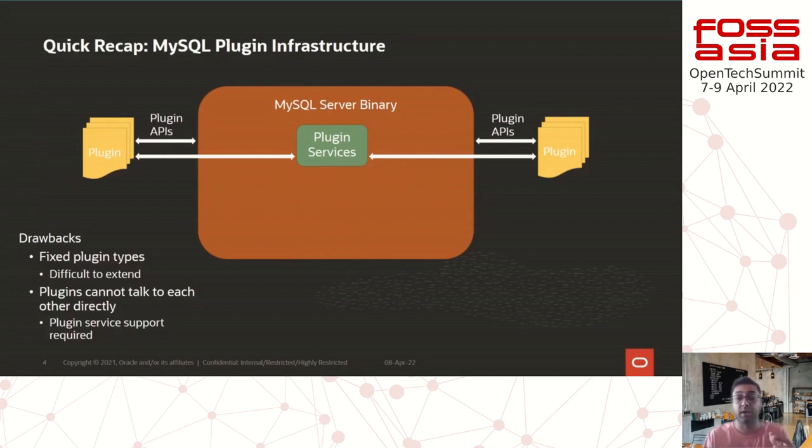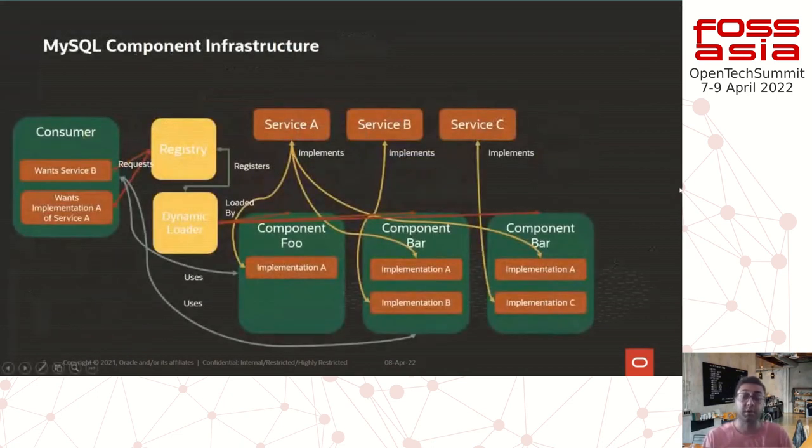So to remove these limitations and have a better architecture, we have introduced the MySQL component infrastructure. In very basic terms, you can treat the MySQL component infrastructure as a producer-consumer model, or a service-oriented architecture, to be specific. We have a registry which serves as the hub for both producer and consumer. A consumer can come into the registry and ask whether a particular type of service is available or not.